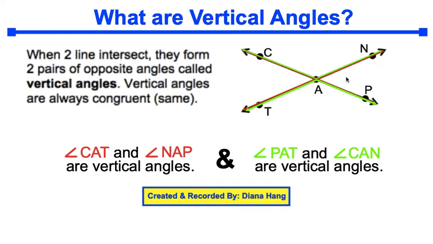There's also another pair of vertical angles outlined in green. Angle PAT and also CAT. These two angles are called vertical angles. Let's take a look at an example.